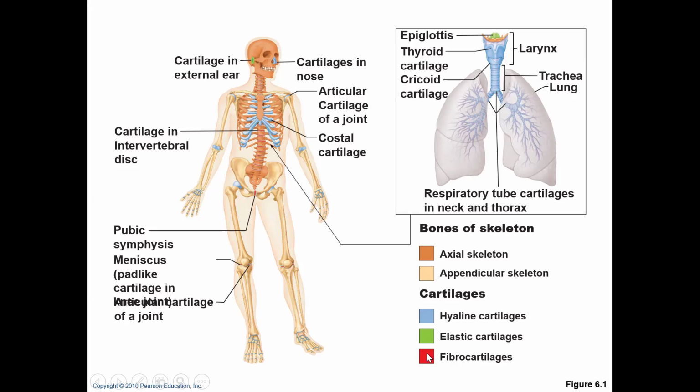And then color-coded here in red is fibrocartilage. You're going to find fibrocartilage making up the padding in the knee to absorb compression. In front of your pelvic region, there's also a padding of fibrocartilage referred to as the pubic symphysis. And in between your vertebrae, to absorb compression, you have discs made up of fibrocartilage referred to as intervertebral discs. Oh, I forgot to mention, as far as hyaline cartilage, you also find it within your trachea, where it helps keep the airway open.